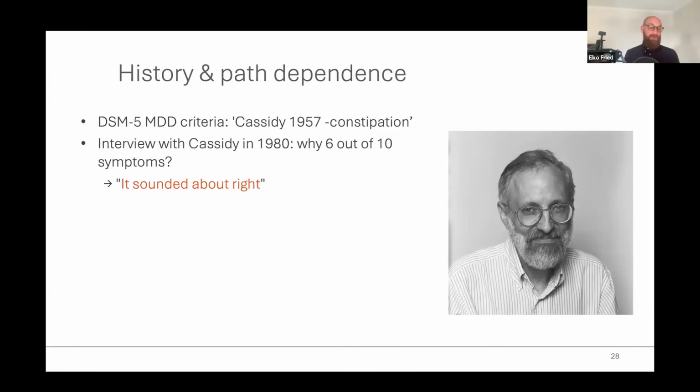You come up with a list, you do qualitative interviews, you look at a couple of symptoms in patients in sample sizes you can do in 1957, and then you write down those lists and you make an educated guess as a clinician. I take no concern with this today, I have to say. But it's a little weird that the DSM-5 still relies on Cassidy's list.